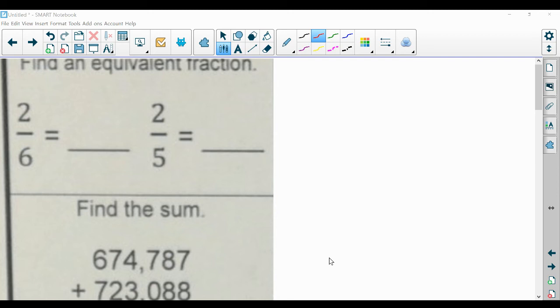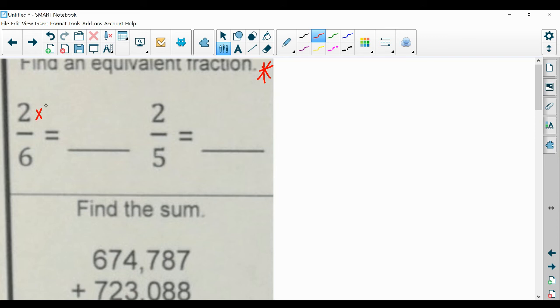So the first problem on Monday's homework, this one right here. It says find an equivalent fraction. We talked about this last week, but when you find an equivalent fraction, all you have to do is make sure that whatever you do to the top, you do to the bottom. And so you just pick a random number. It doesn't matter. I always either pick 2 or 5. 2 is really easy to multiply by. So I typically pick 2.